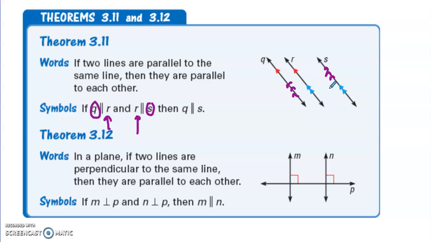And then theorem 3.12 says in a plane, if two lines are perpendicular to the same line, so for example, if M is perpendicular to line P and N is perpendicular to line P, then they have to be parallel to each other. So we know that M is parallel to N because they're both perpendicular to the same line P.